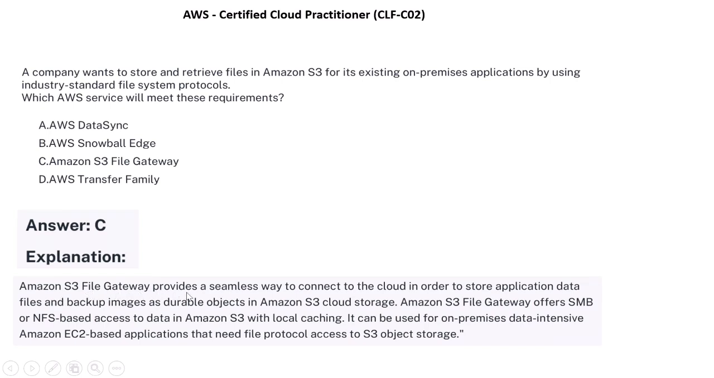Amazon S3 File Gateway provides a seamless way to connect to the cloud in order to store application data, files, and backup images as durable objects in Amazon S3 cloud storage. Amazon S3 File Gateway offers SMB or NFS-based access to data in Amazon S3 with local caching. It can be used for on-premises data-intensive Amazon EC2-based applications that need file protocol access to S3 object storage.